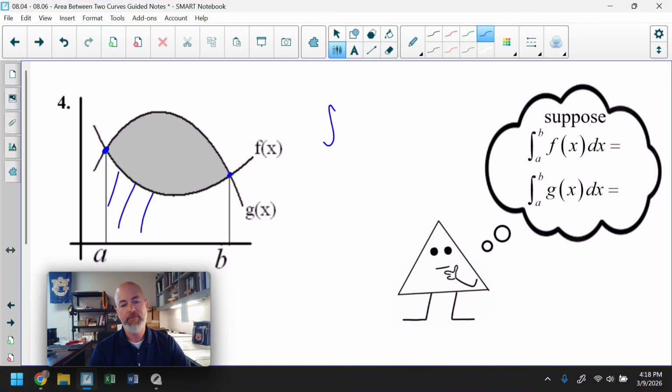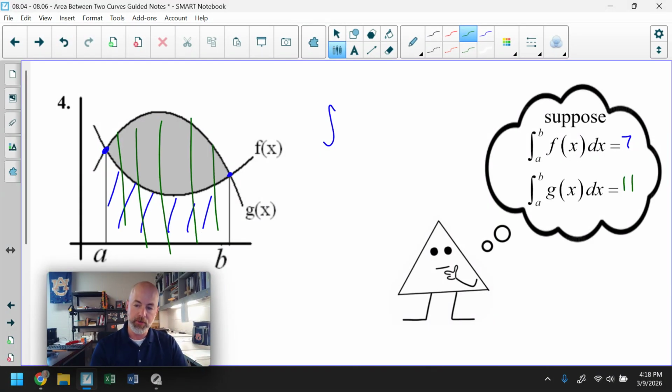So if I want to say that the area under f of x is, I'll give you a number, let's call that 7. Then the area under g of x, which is the top one, is going to be more than that. That could be something like 11. And then if you subtracted those, that would be a net area of 4 between them. But I'm not going to bother writing it out. Well, I guess I just did.